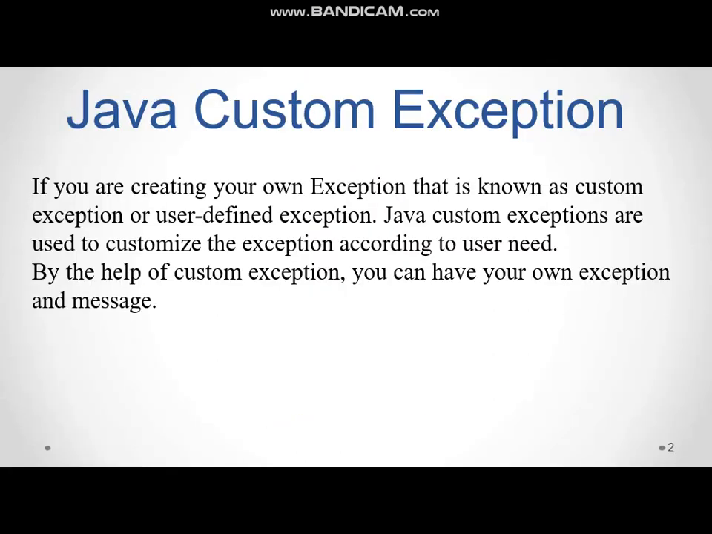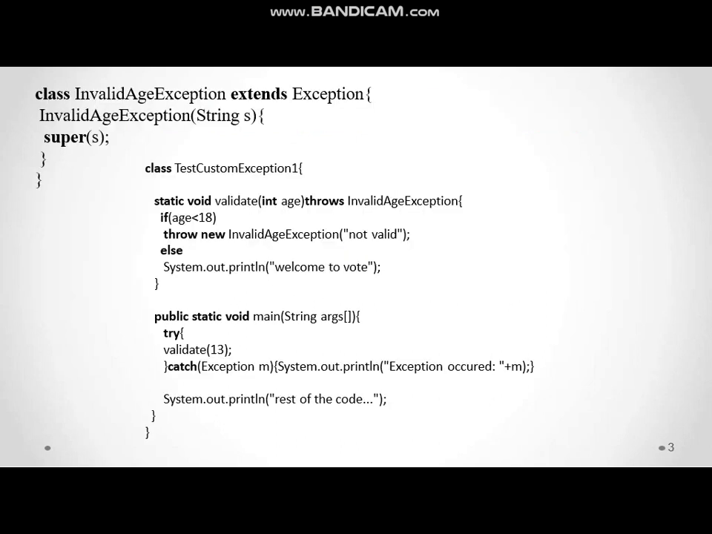Java custom exception. If you are creating your own exception, that is known as a custom exception or user-defined exception. Java custom exceptions are used to customize the exception according to the user's needs. With the help of a custom exception, you can have your own exception and message. Here is a simple example for a Java custom exception. Here we use the Java class InvalidAgeException, which extends Exception, and throw InvalidAgeException.